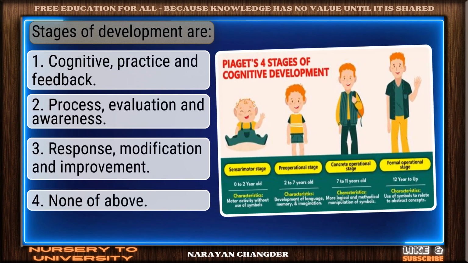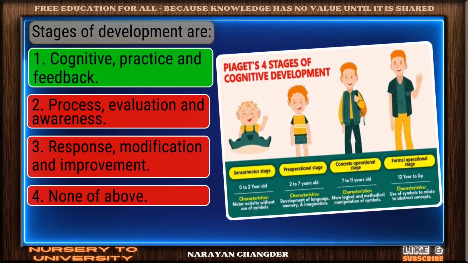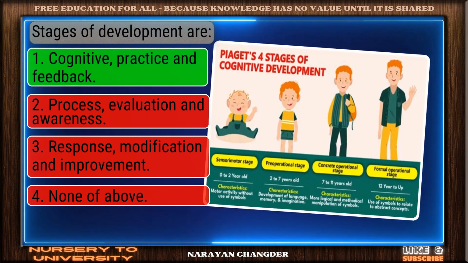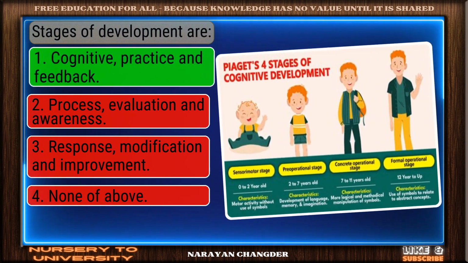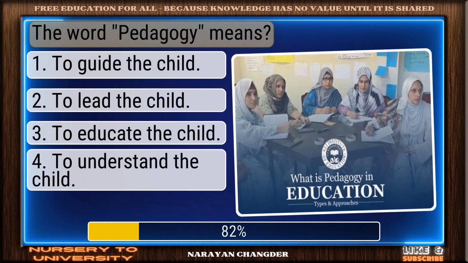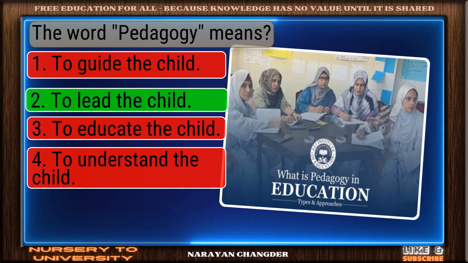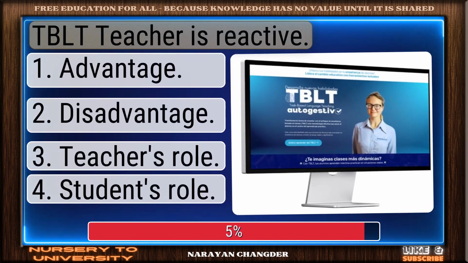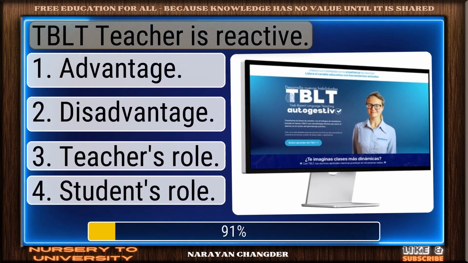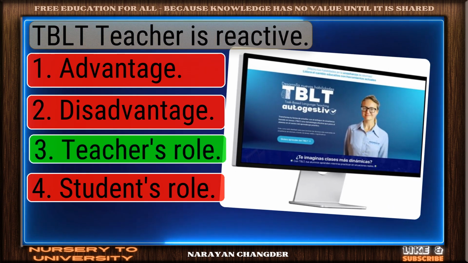Stages of development are: Right again. Cognitive, practice and feedback is a valid answer. The word pedagogy means. Bravo. To lead the child is the answer. Told teacher is reactive. Great thinking. Teacher's role is the right choice.